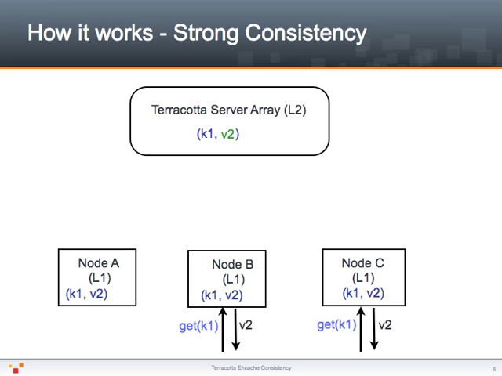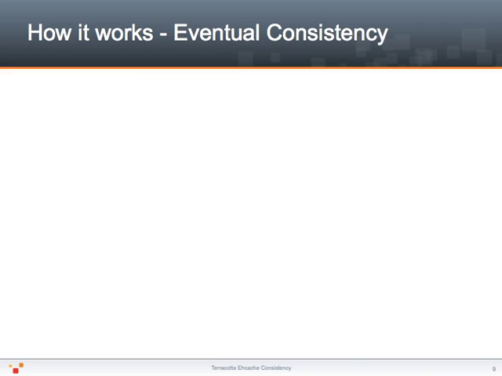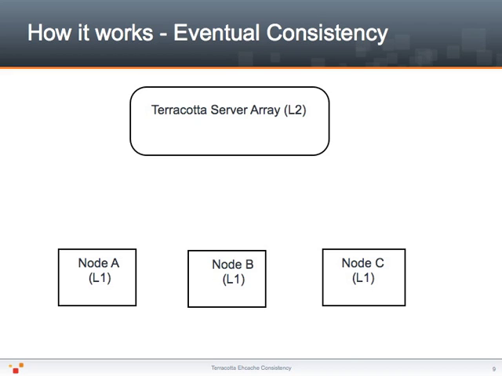Now let's take a look at how eventual consistency will work. Let's take the same use case with one L2 and three client nodes, node A, node B, and node C. Node A does a put of K1 V1 and since it's eventual consistency, it doesn't require any locks and just does the put directly to the L2. The L2 persists the mapping K1 V1 and node A also updates its local cache to K1 V1.